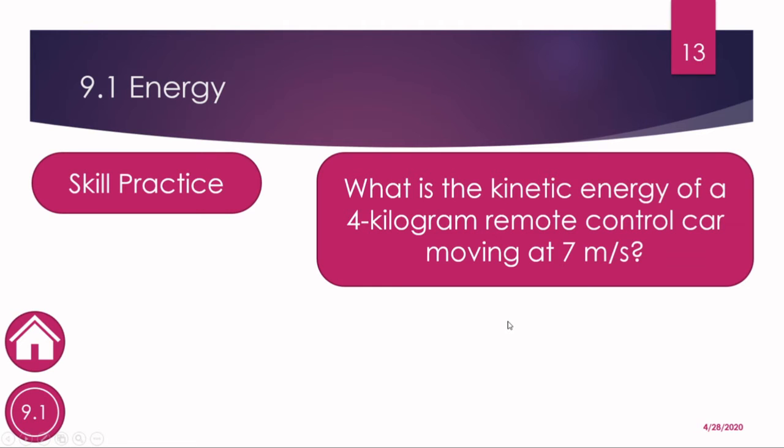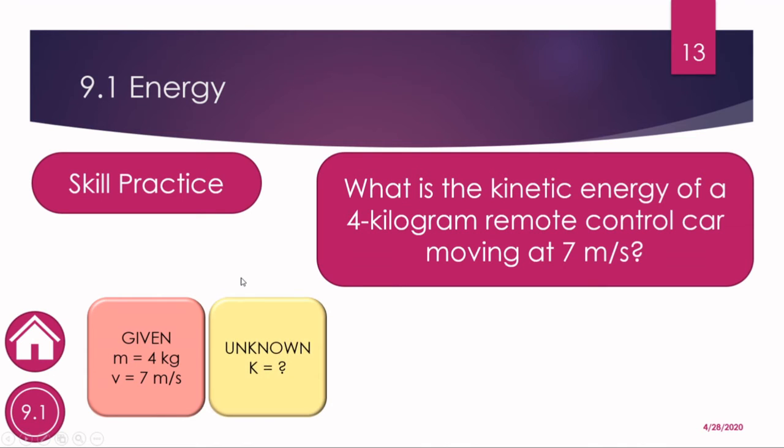What is the kinetic energy of a 4 kilogram remote control car moving at 7 meters per second? Let's use the GUESS method to figure this out. We'll start with what is given. You're given that the mass of the car is 4 kilograms, so write down m equals 4 kg, and the velocity of the car is equal to 7 meters per second. What is unknown? Well, it's asking us to find the kinetic energy, so we don't know the value of K.